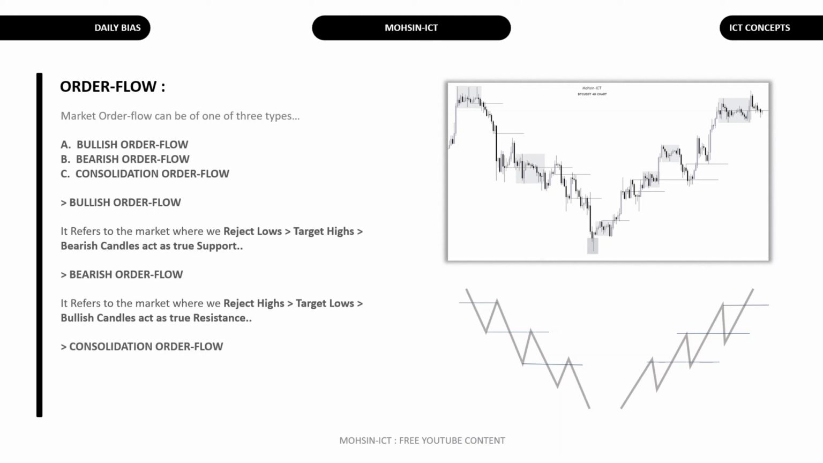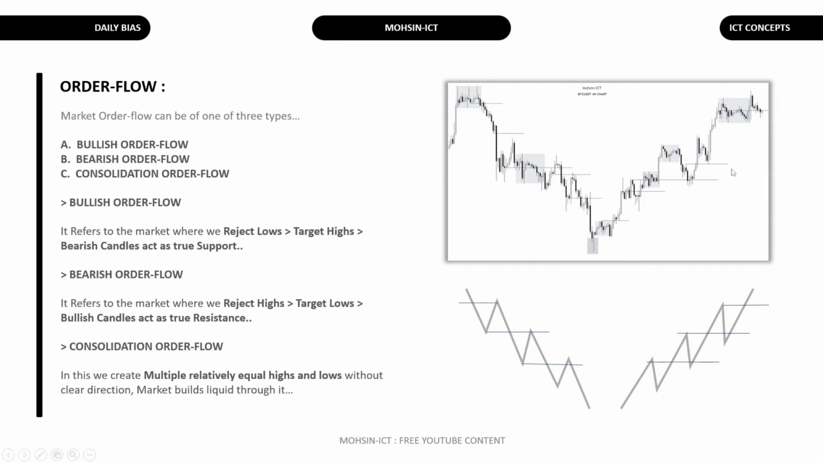Then we have consolidation order flow. In consolidation order flow, we keep multiple relative equal highs and lows without clear direction, and the market tries to pull the liquidity through it. So we would basically be skipping the day when the market is consolidating.